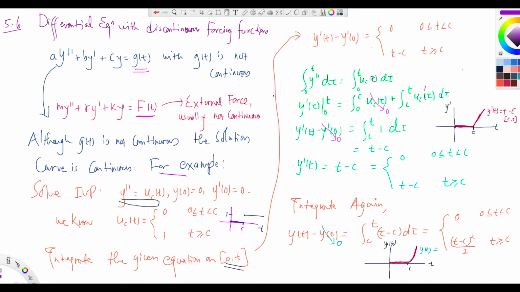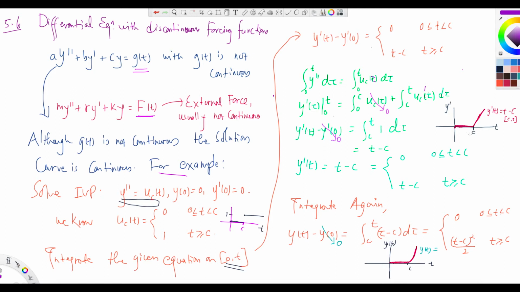For t less than c, it is 0. For t greater than c, it is a curve, a kind of quadratic function, right? Because (t minus c) squared over 2 is a quadratic function with a kind of vertex at c, but it is only for t greater than c. So it looks like a parabola, half of a parabola. You see that? So the graph of y double prime is like this, right?